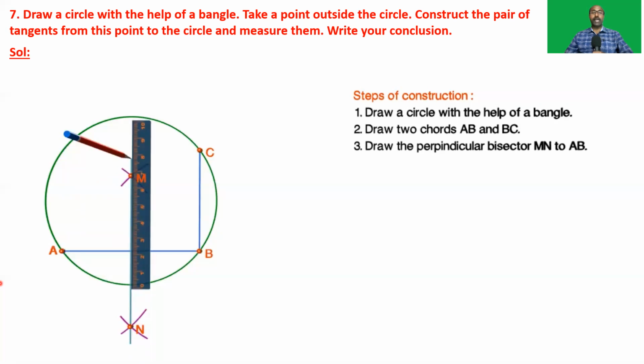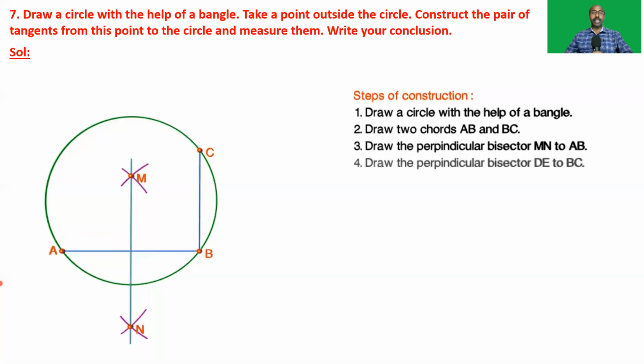And similarly, draw the perpendicular bisector DE to BC. In the same manner, we have to draw the perpendicular bisector to BC. By drawing arcs of the same radii from both B and C on both sides of BC, and by joining the intersection points, we get the perpendicular bisector to BC like this.